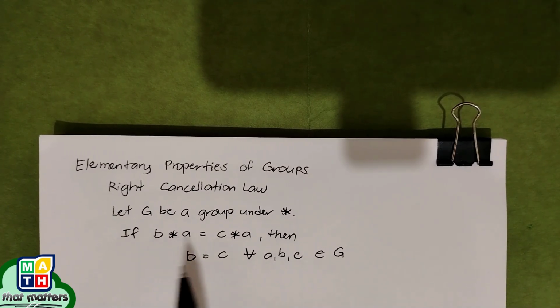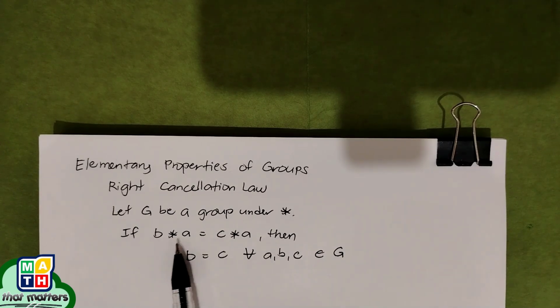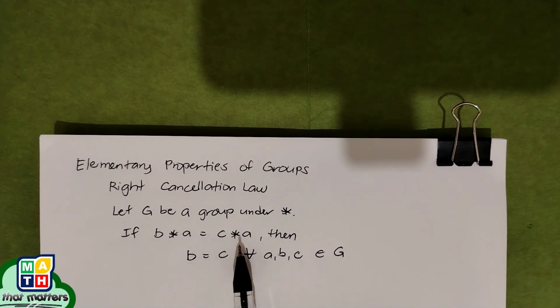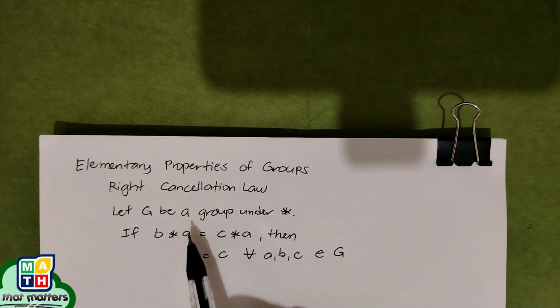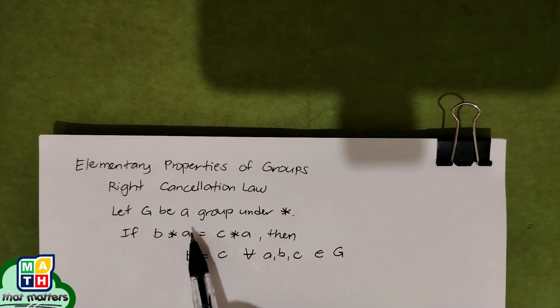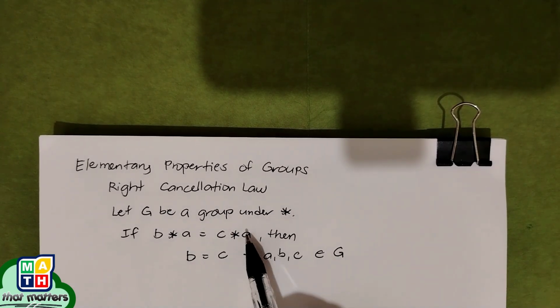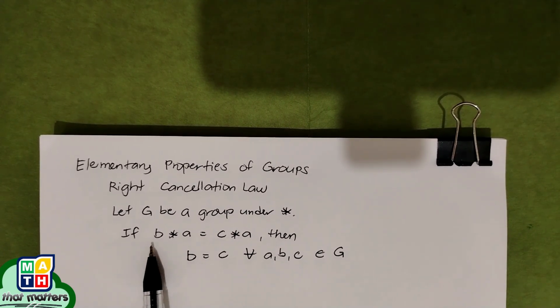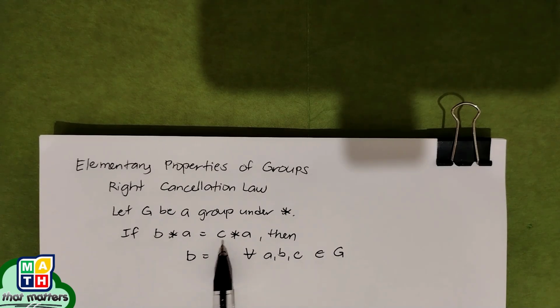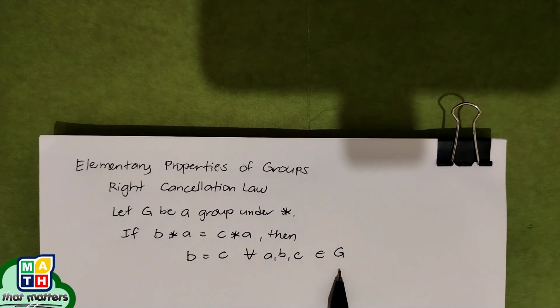If we have this equality, B star A is equal to C star A, then we can simply cancel this element on the right, that's why it's called the right cancellation law, and simply state that the first elements B and C respectively are equal to each other, for all A, B, and C elements of the same group G.